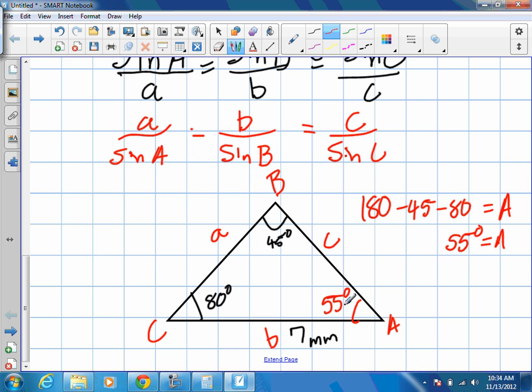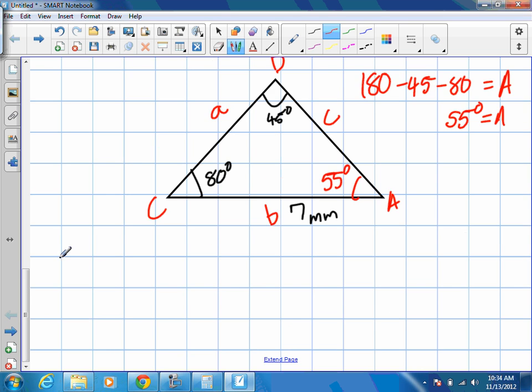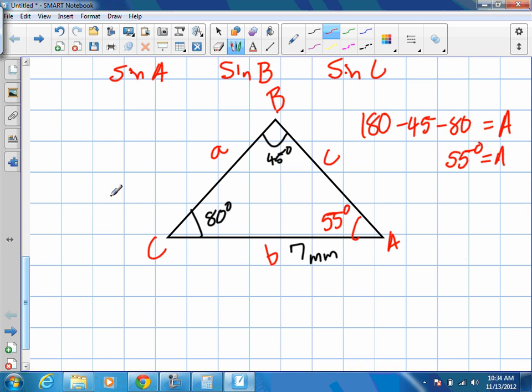I have one side measurement. Can I use the primary trig ratios to solve this? No. Why not? Because it's not a right angle triangle. I cannot use those. I can only use them with right angle triangles. So that takes many things out of the equation. For what we've learned up to this point, the only thing I can technically use is what? Sine law. So let's set this up.